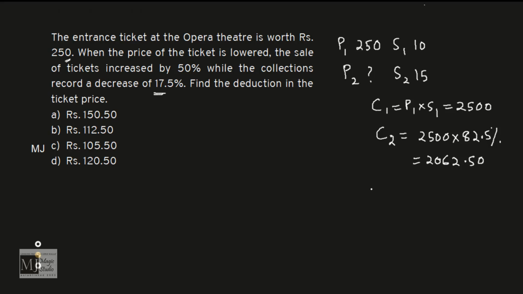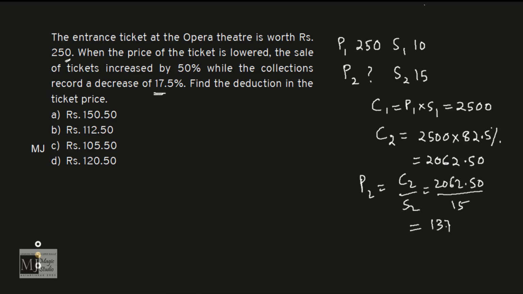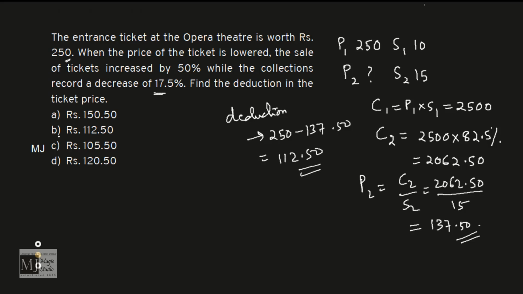So we can easily find the value of the new price. New price should be C2 by S2, that is 2062.50 by 15. So now let's see what my calculation is telling me. 2062.5 divided by 15 is 137.5. That's the new price. Find the deduction in the ticket price. So deduction is 250 minus 137.50, isn't it? 112.50 is the deduction in the ticket price. It should be option B.